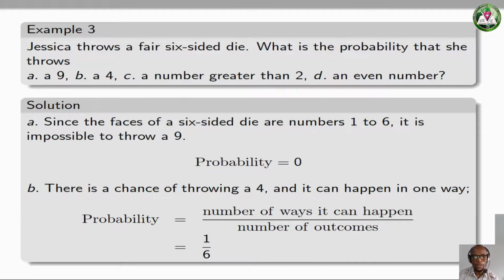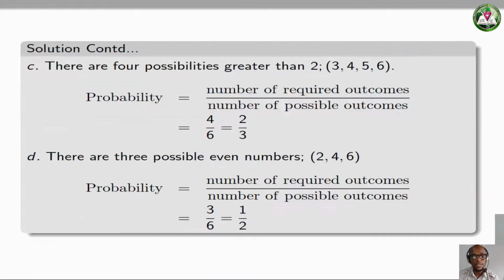So moving on to the next question there. What's the probability that she throws a 4? Now, there's a chance of throwing a 4, definitely, because the die is numbered 1 to 6. And it can happen in only one way, because there's only one face of that die that has a 4 on it. So the probability, which we define as number of ways it can happen over number of outcomes. So number of ways it can happen is 1, and number of outcomes is 6. So the probability of Jessica throwing a 4 is 1 over 6.